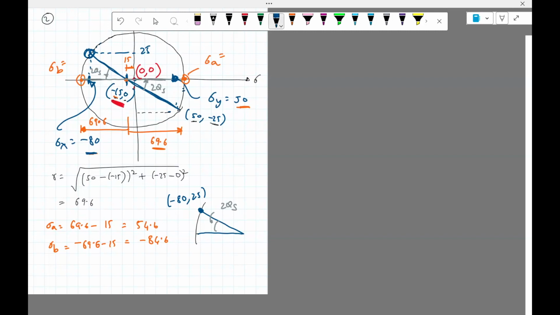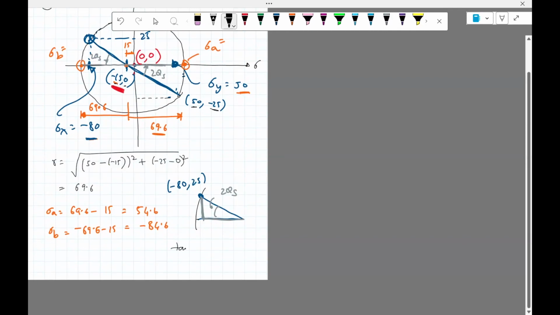That's this point. In order to compute theta s, you can write tan theta s is, I need to compute this distance and this distance. The vertical distance is, well, it is 25. And then I need to compute this distance.